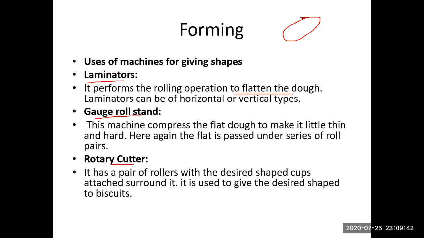That means if we think of it as a roller and we have a flour dough, then whenever that flour dough goes under the laminator, it will prepare a sheet. But this sheet will be thick. From that flour dough, the laminator prepares a sheet, but it will be a thick sheet, and it can be horizontal or vertical, depending on your industry or your machines.